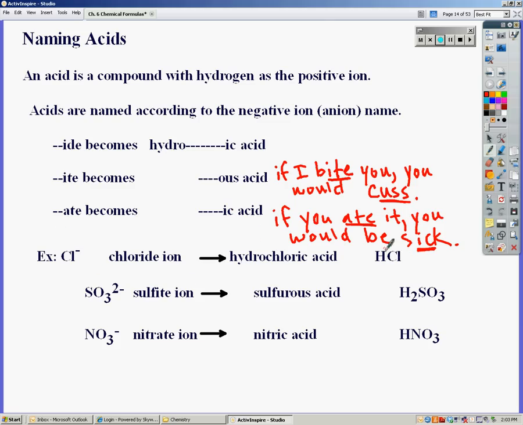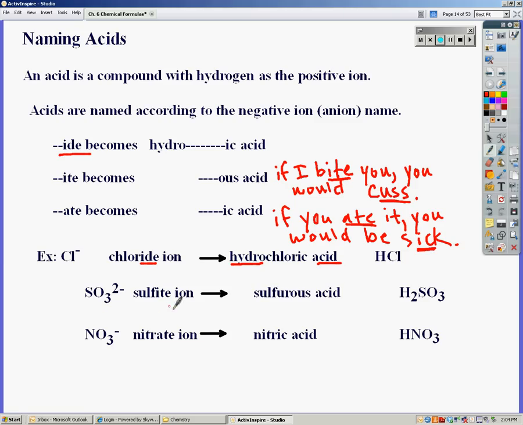HCl, well, we know it's an acid because it has hydrogen first. And then Cl would be called chloride as an ion. So we follow the "ide" rule, right? Chloride, the "ide" rule. So, again, we don't name the hydrogen. We look at the anion. Chloride becomes chloric, and then you put hydro in front. Hydrochloric acid.